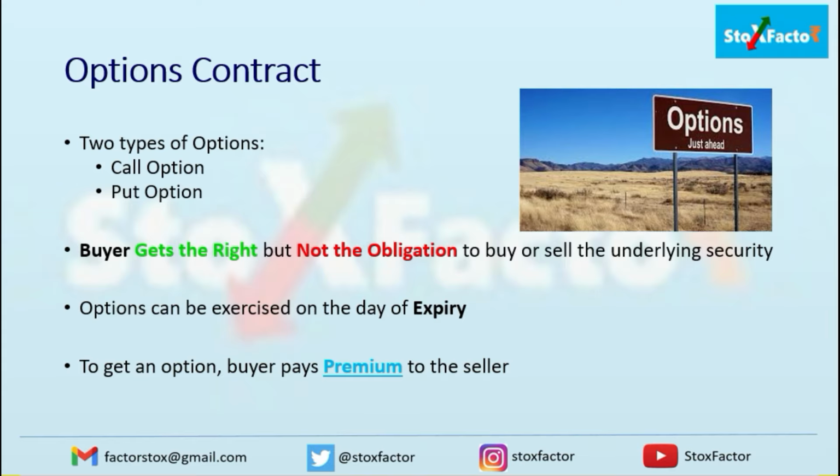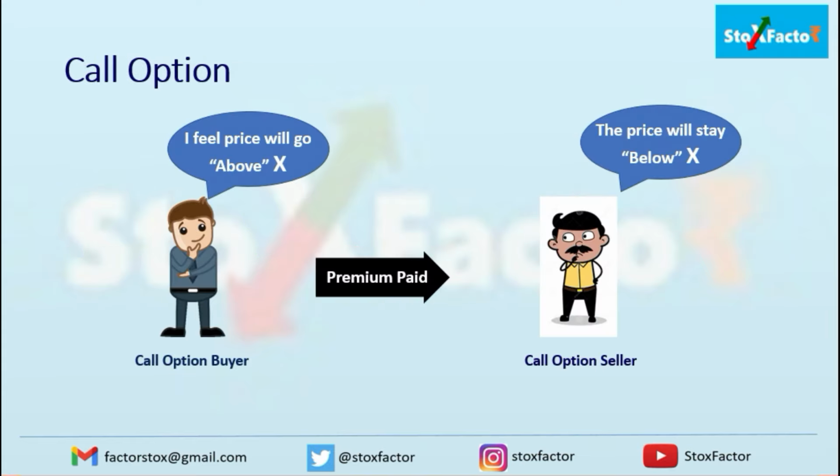Now let's cover what is a call option. So friends, as you already know, a call option is bought by a buyer when he or she feels that the market will go up, or the price of the underlying security will go up, and he pays the premium to the option seller. But the option seller has the perspective that the price of this stock will stay below this particular strike price, and that's why he or she is selling the option, or writing the option. We call them option writers.